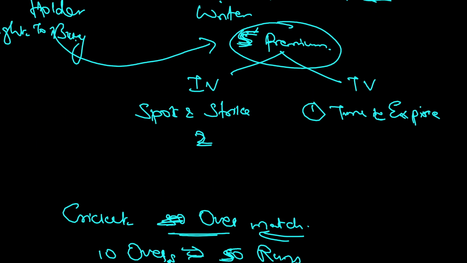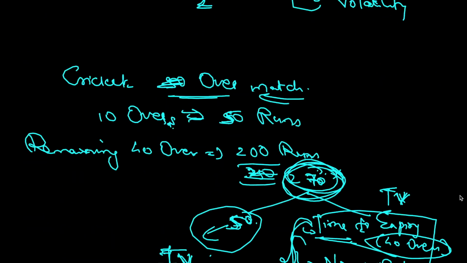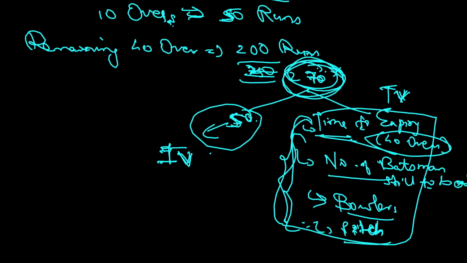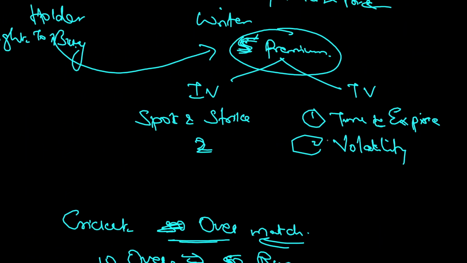Similarly over here, time to expire, then volatility. In that time frame, what sort of news is going to flow? Just like in cricket, in the last over more volatility will be there, and predictions are going to fluctuate. Either there will be a 6, a 4 or a wicket in the last over normally. Similarly here also, if more time is left, there can be more volatility, and more economic conditions will impact the company, the underlying asset.